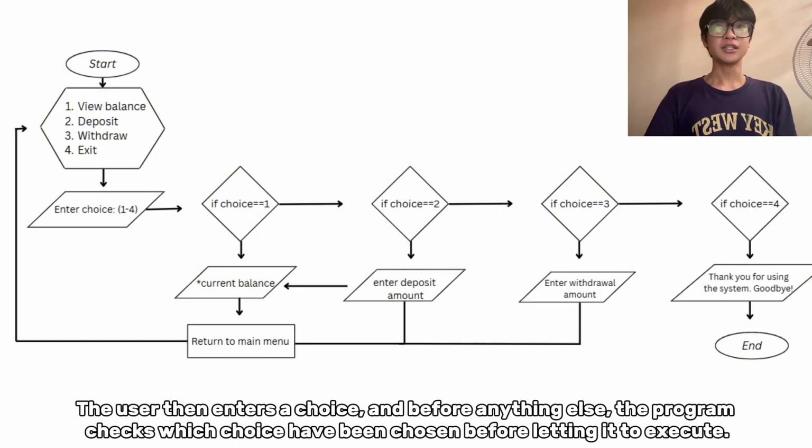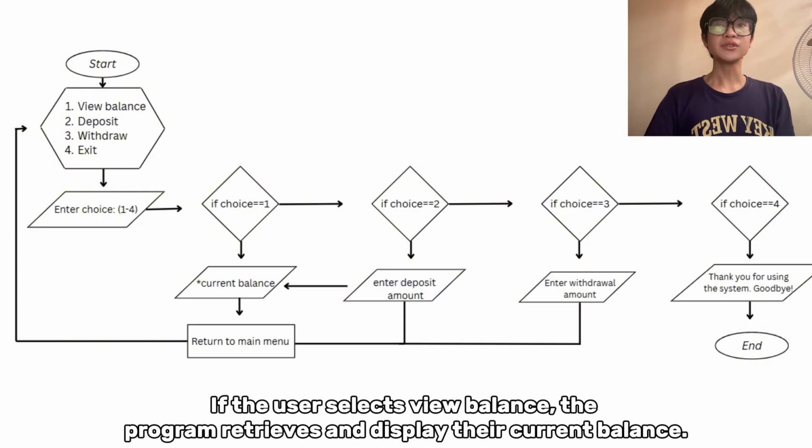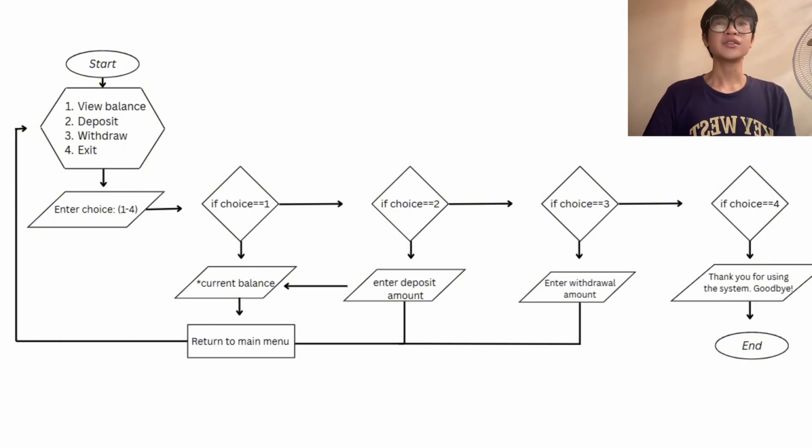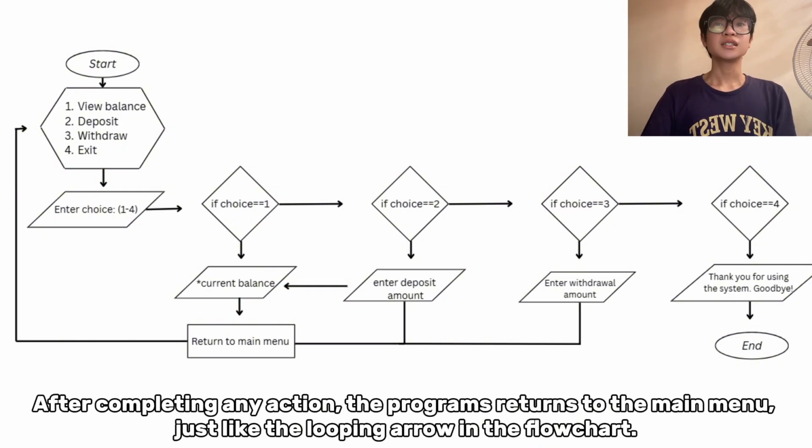The user then enters a choice, and before anything else, the program checks which choice has been chosen before letting it execute. If the user selects view balance, the program retrieves and displays their current balance. If they choose withdraw, the program asks for an amount, checks if the balance is sufficient, and deducts it if possible. After completing any action, the program returns to the main menu, just like the looping arrow in the flowchart.